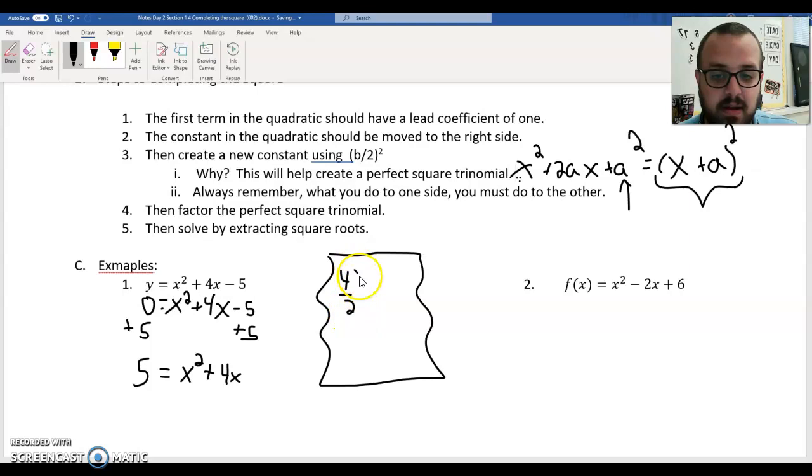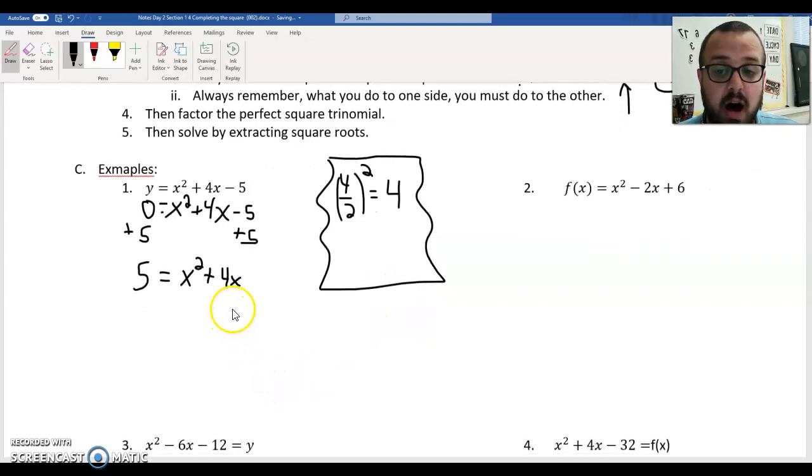So we're going to do 4 divided by 2, and then square that number. Well, 4 divided by 2 is 2, and 2 squared equals 4. So that's the number I'm going to add on to this side of the equation. I'm going to add 4 over here. Well, if I do it to one side of my equation, I need to also do it to the other side. So I'll add 4 over here as well. And so I'm going to get that 9 equals x squared plus 4x plus 4.